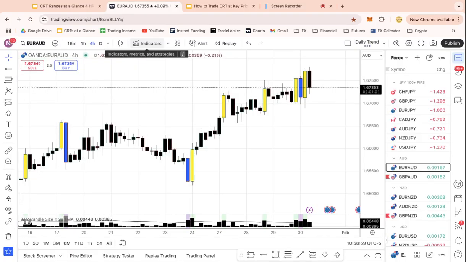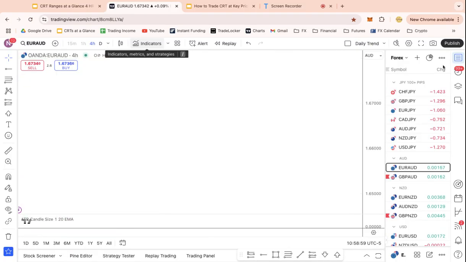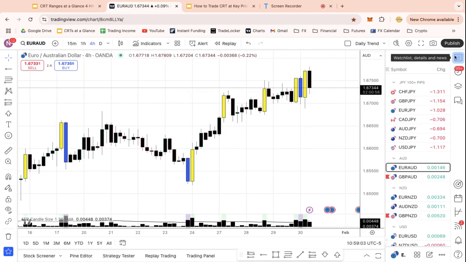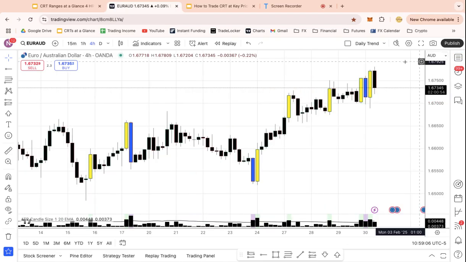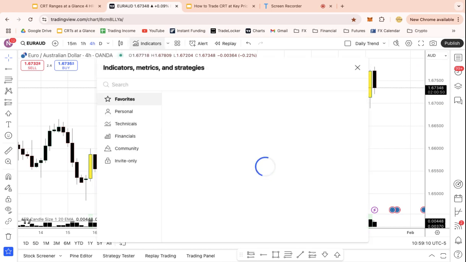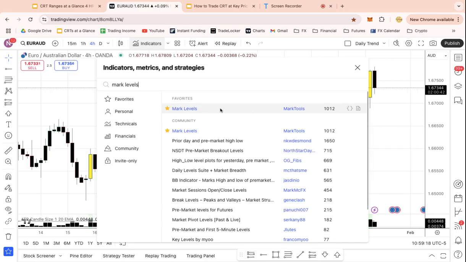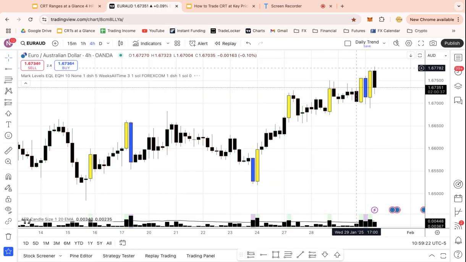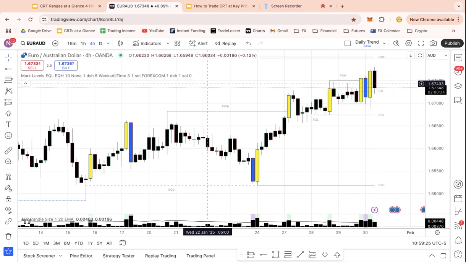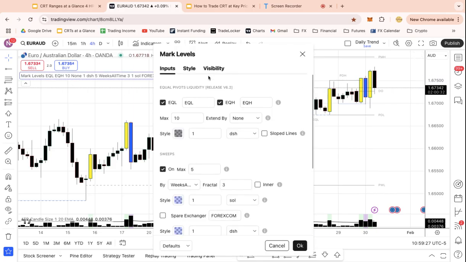So I'm here in TradingView now, and you'll see this lovely chart here. I already have the ATR candle range indicator set up, but what you're going to need is the mark levels indicator. So what you'll do is you'll come to indicators, and you'll type in mark levels. You save it to your favorites, by Mark Tools. I have it already, so you'll put that here, and it will populate. Now, it's going to have a lot of gray lines in there. Me personally, I like to make the lines dark, but I'll show you the settings that you'll need.